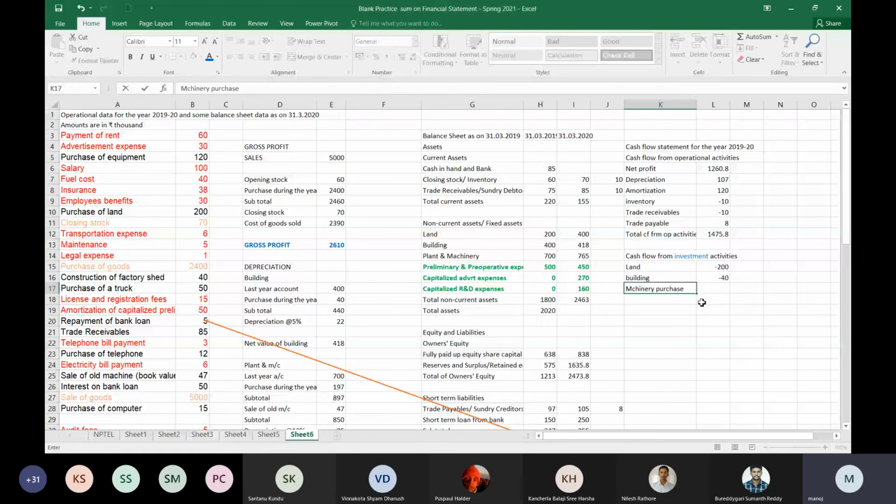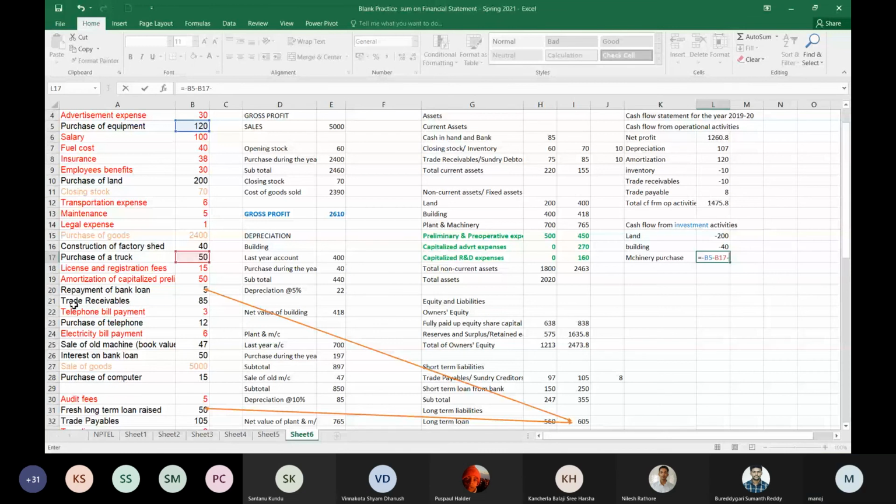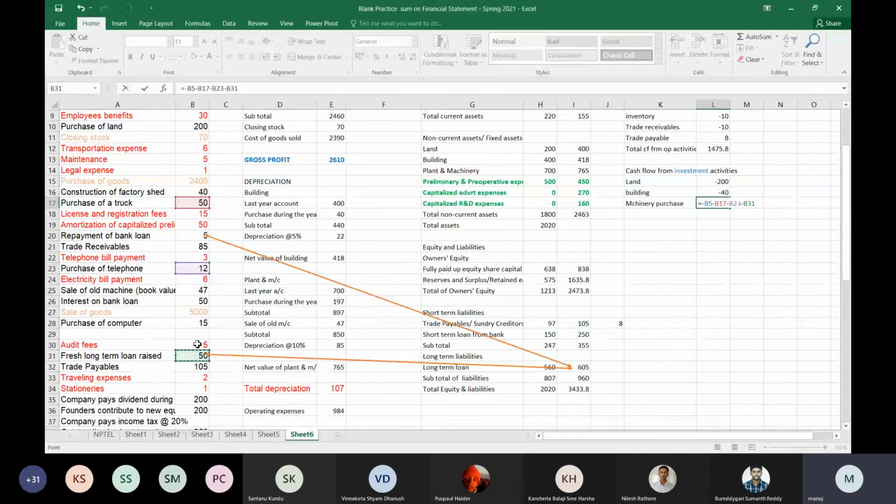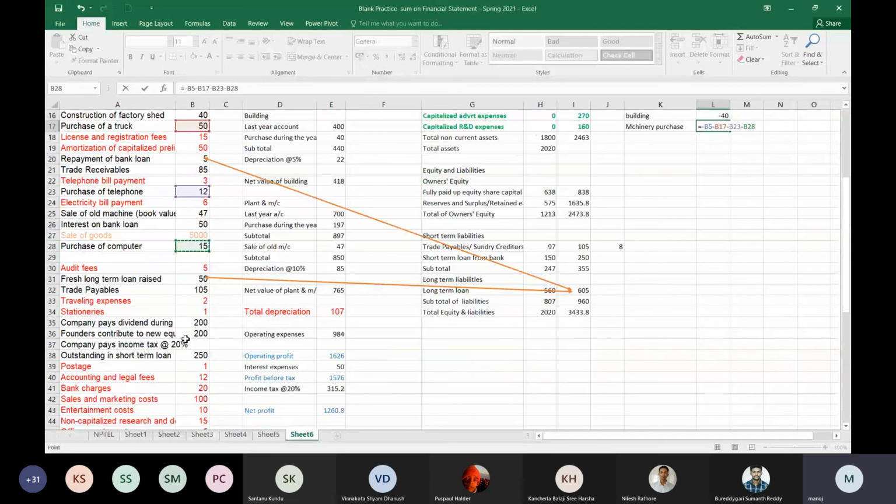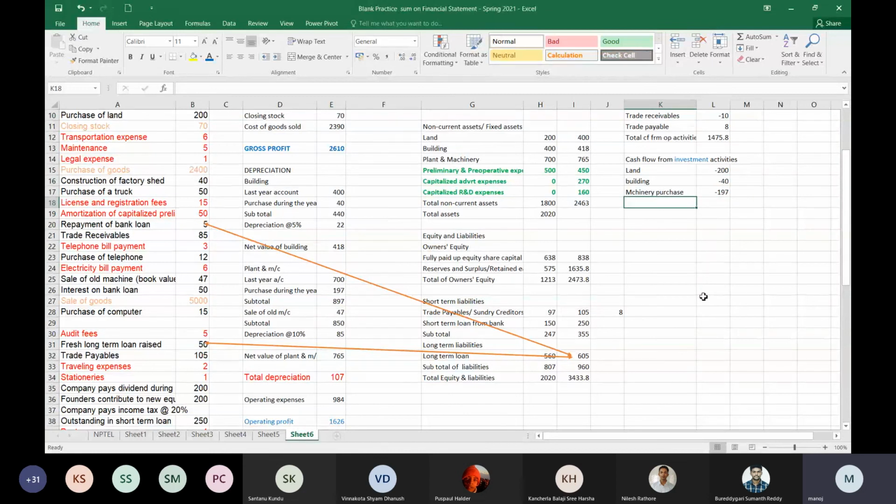Purchase. Let us write here purchase because sale will be shown separately. Total purchase should be shown here. Purchase of machinery is equal to this, and this should be minus actually. So remember this is minus. Then this also minus because we have purchased more. Purchase of truck minus. Then telephone minus, computer. I hope there is none. So this should be the total. Everything should be in minus. So it is minus 197. Machinery is done.